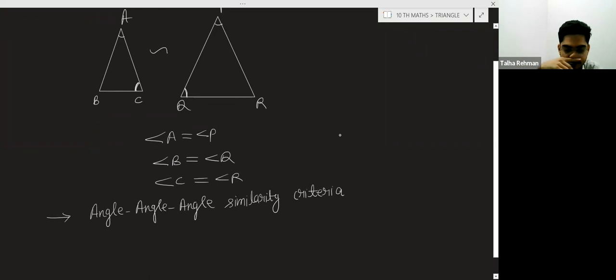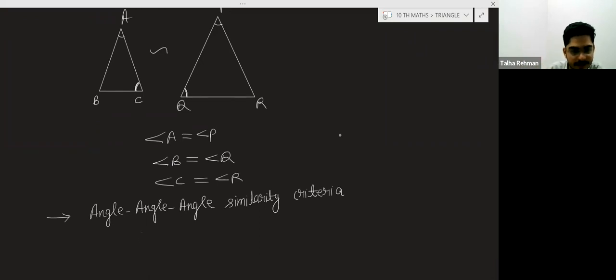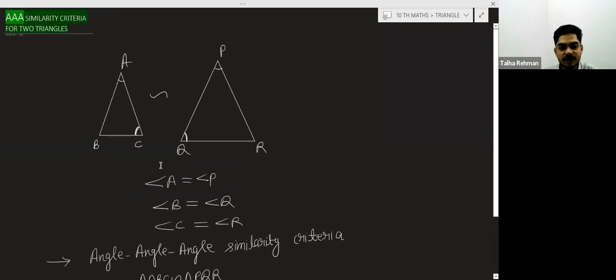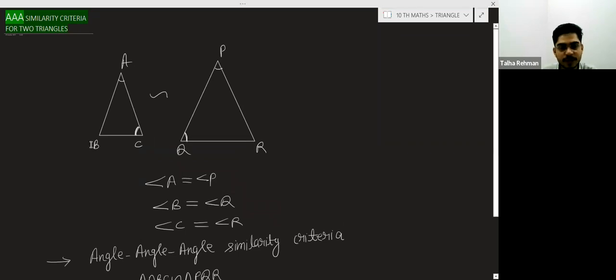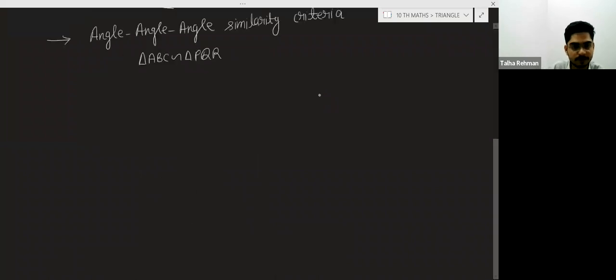So basically you can say that triangle ABC is similar to triangle PQR. It means that if all three corresponding angles of a triangle are equal to those of another triangle, then the ratio of the corresponding sides will automatically be equal. Remember this point.